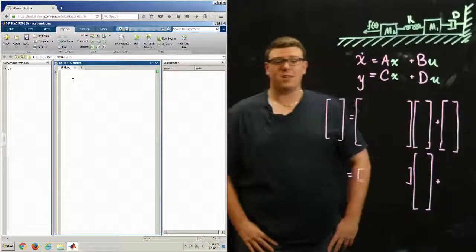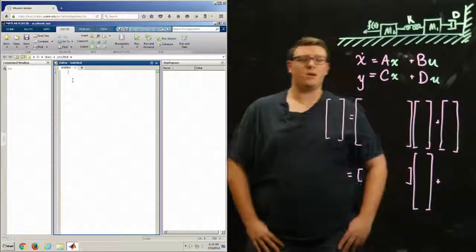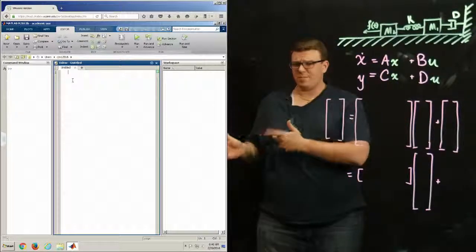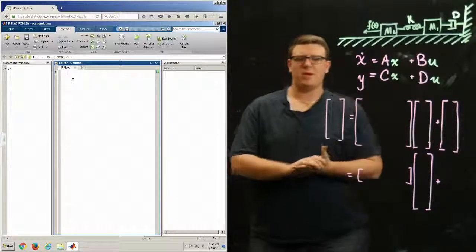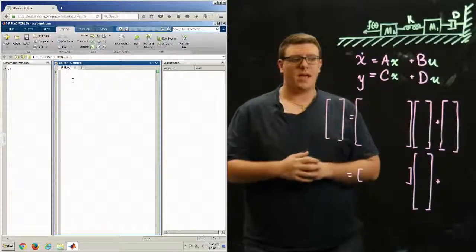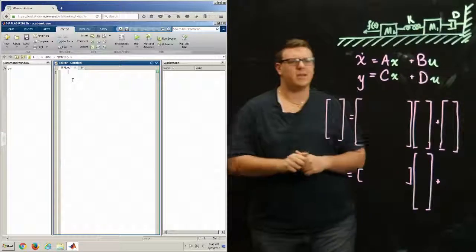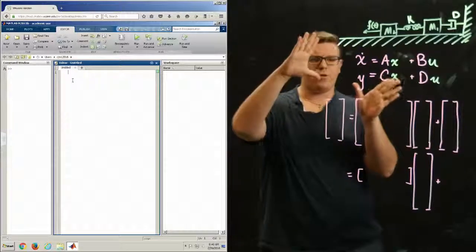Hey guys, this is Andrew with HKN, and today we're going to be talking about how you take a system, put it into state space, and then some fancy things you can do in Matlab when it comes to analyzing state space.